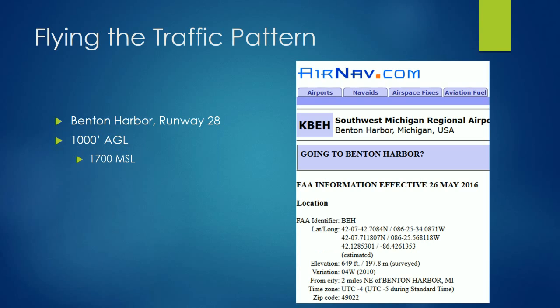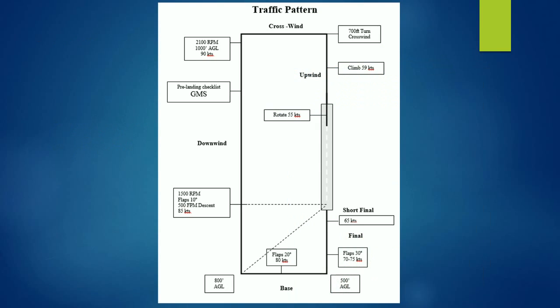Now, pattern altitude is 1,000 feet above ground level, so you just add 1,000 to 649, which gets you to 1,649 feet, and then we just round it up to the next 100 feet. So we're going to fly the pattern at 1,700 feet MSL. Here's a diagram showing you what the normal traffic pattern looks like. Standard pattern is left-hand turns, and it's just a rectangle around the runway.